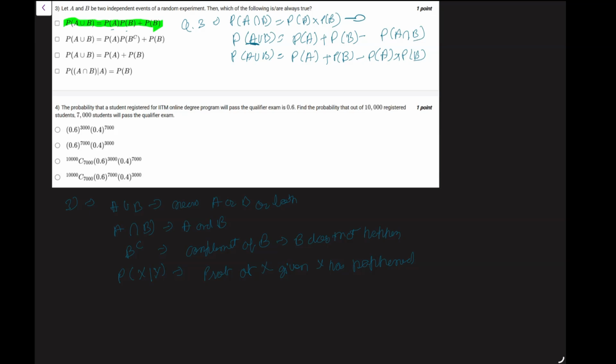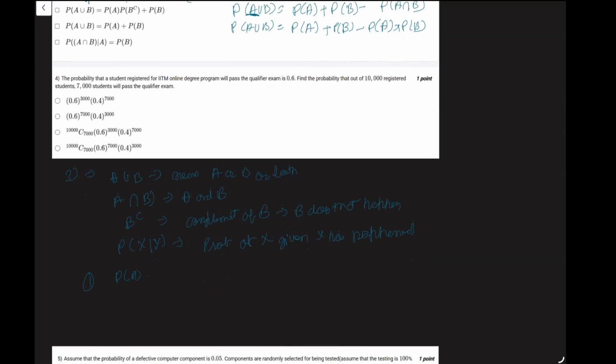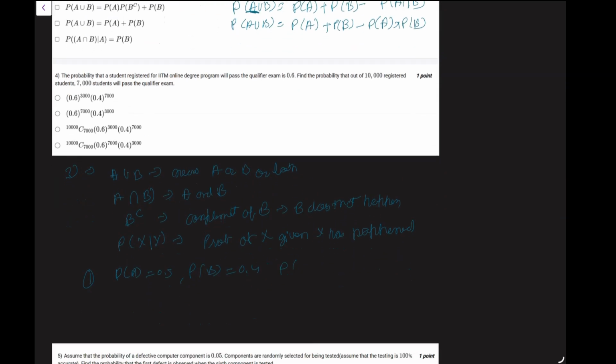So option number one says P(A∪B). Let me remove this, this was wrong. So you have option one: P(A∪B) = P(A) × P(B) + P(B). Now, if we test it, let's say P(A) is 0.5 and P(B) is 0.4. Since A and B are independent events, P(A∩B) will be 0.5 times 0.4, which gives the final answer 0.2.